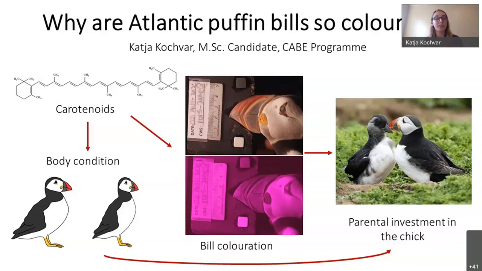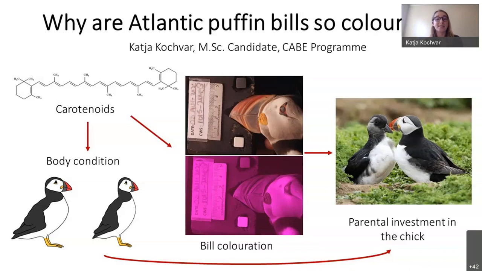Body condition being how well they can forage, their immune functioning, and their parasite load. And only individuals in the best of body condition are able to be good parents and successfully raise those chicks. So you can imagine that there could be this link between the bill, the current body condition of the individual, and how well they're able to parent their chick. And if this is the case, and pigmentation is an honest indicator of parental quality, then perhaps mated pairs are able to assess each other and decide how much they want to invest in their current chick based on how healthy their individual partner is.